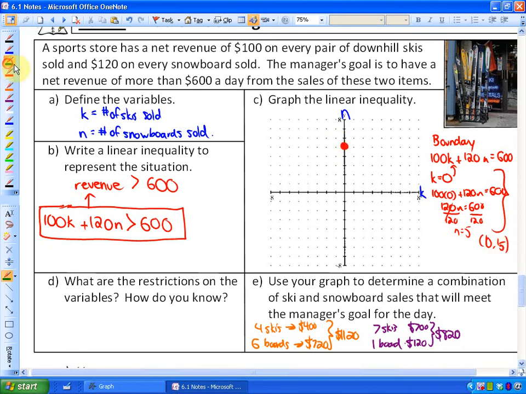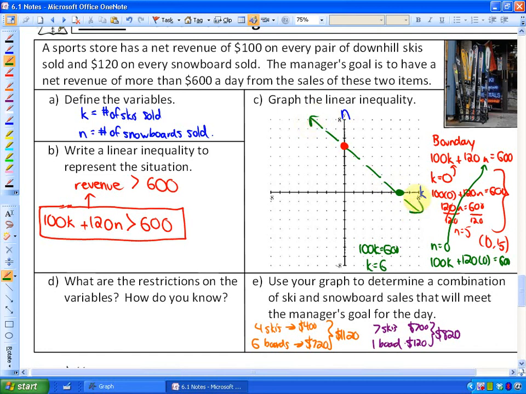Okay, and vice versa. If we substitute n equals 0 into this function, you're going to get 100 times k plus 120 times 0 is equal to 600, which will then give you 100k is equal to 600, or in other words, k is equal to 6. So when n is equal to 0, k is equal to 6. That's that point right there. And because it's not "or equal to," it's not included. The boundary line isn't included because it's not "or equal to" $600. It has to be greater than. So that boundary is not included.